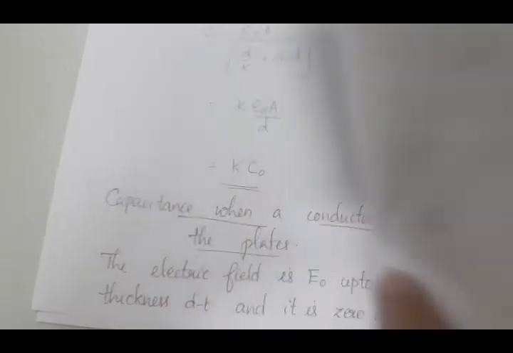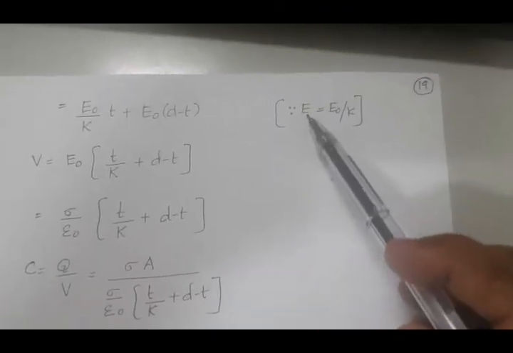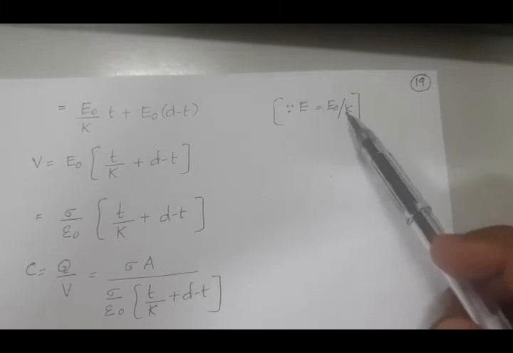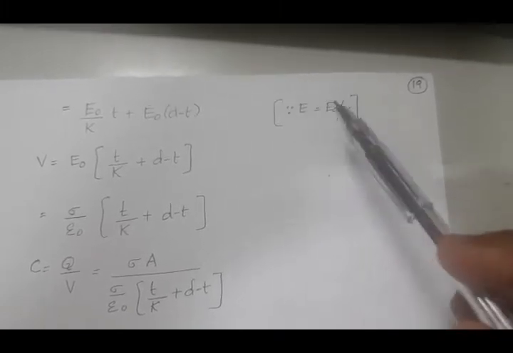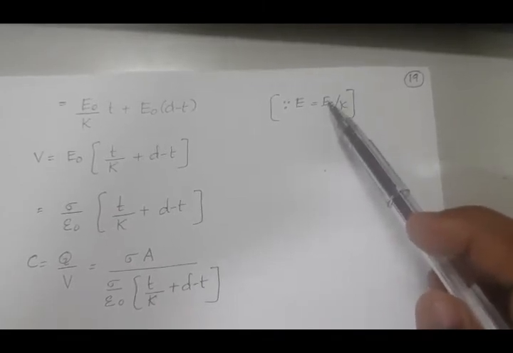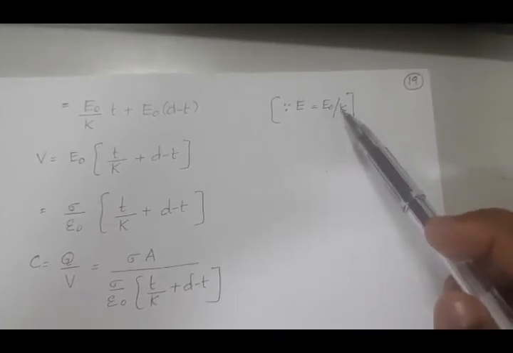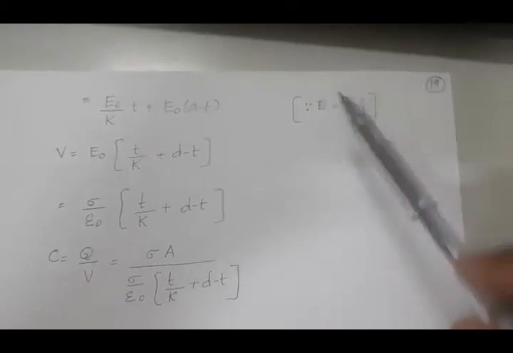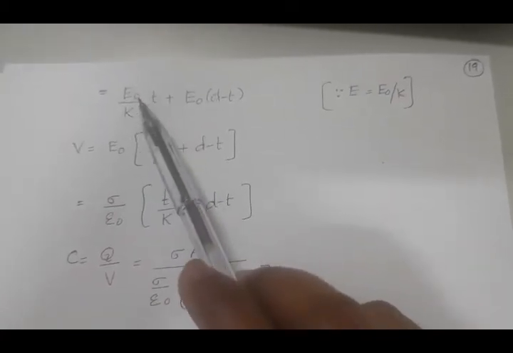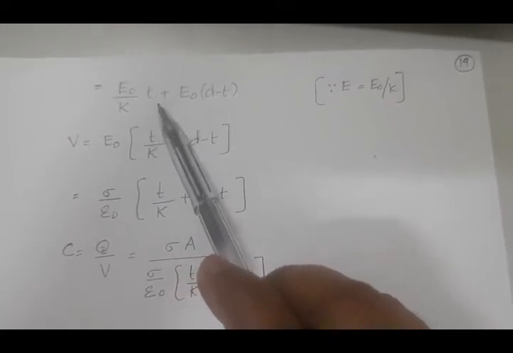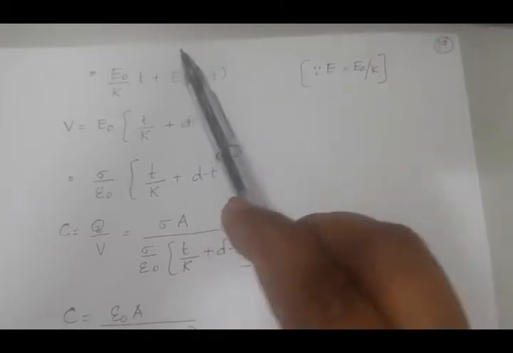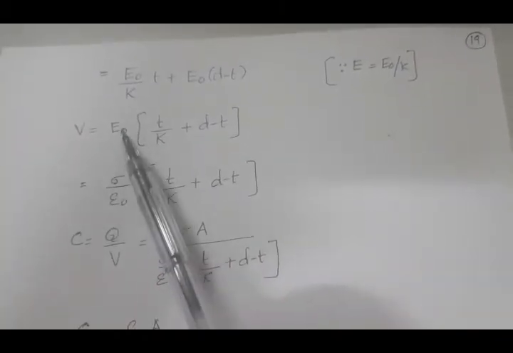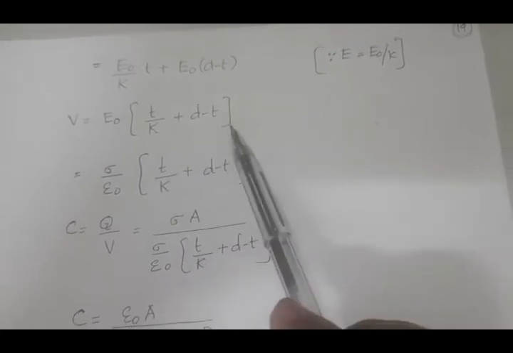So now we are going to make a change. Already we have written in the previous topic E is equal to E0 by K. So the electric field when the dielectric is present will be less than the electric field when air is present. It is less by a factor of 1 by K. So here, instead of E, we substitute E0 by K into T plus E0 into D minus T. Here you can see both terms have E0, so we can take E0 out: E0 into T by K plus D minus T.